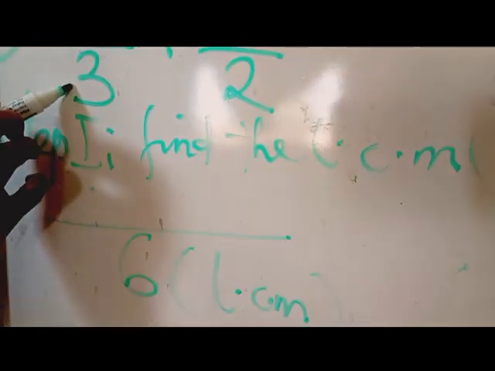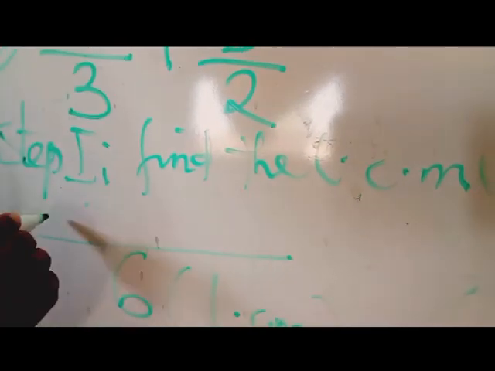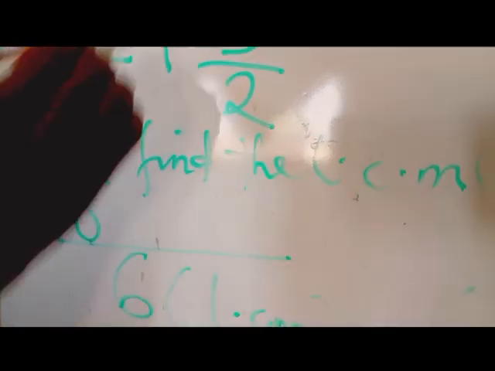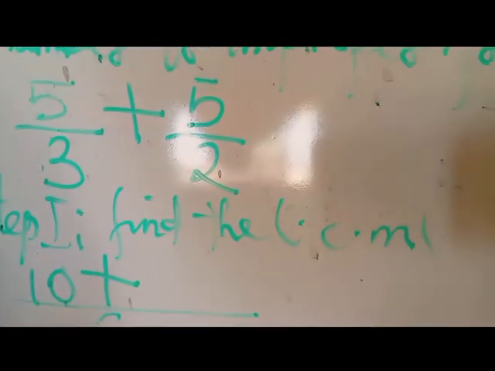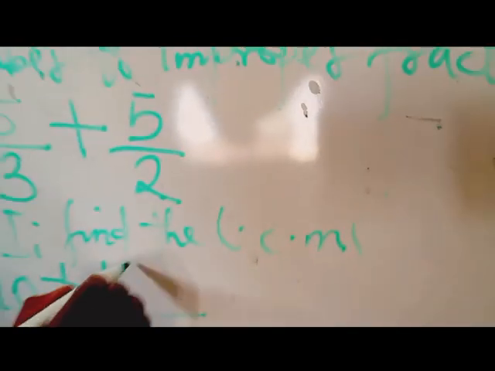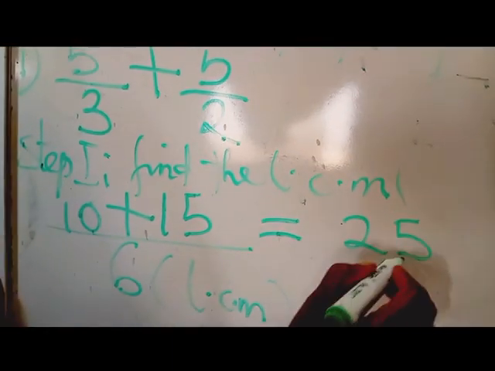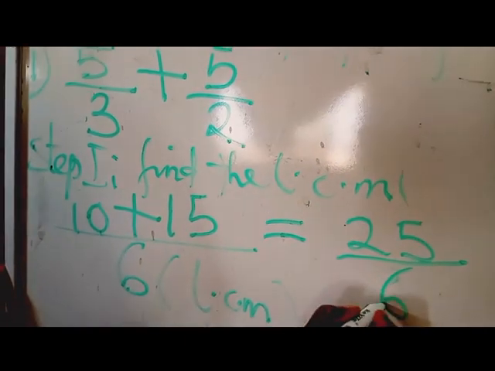Now, 6 divided by 3 is 2. 2 multiplied by 5 is 10. Add the operation sign. 6 divided by 2 is 3. And 3 multiplied by 5 is 15. So our answer becomes 25 all over 6.